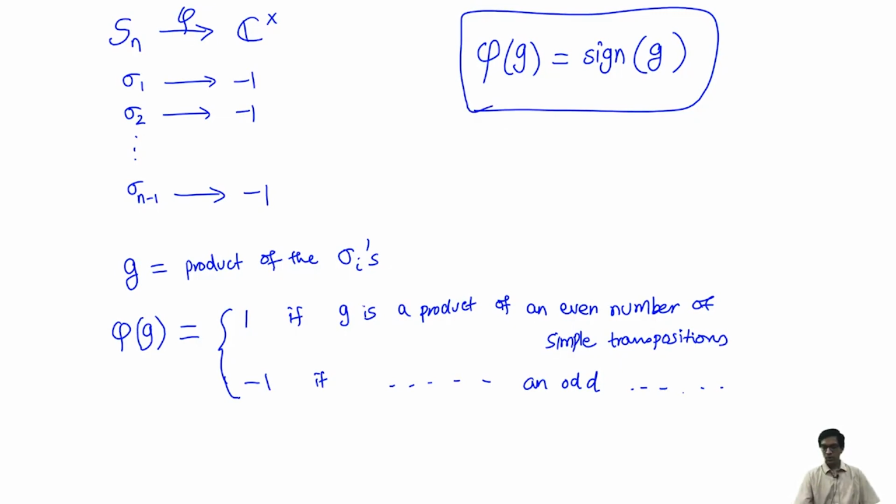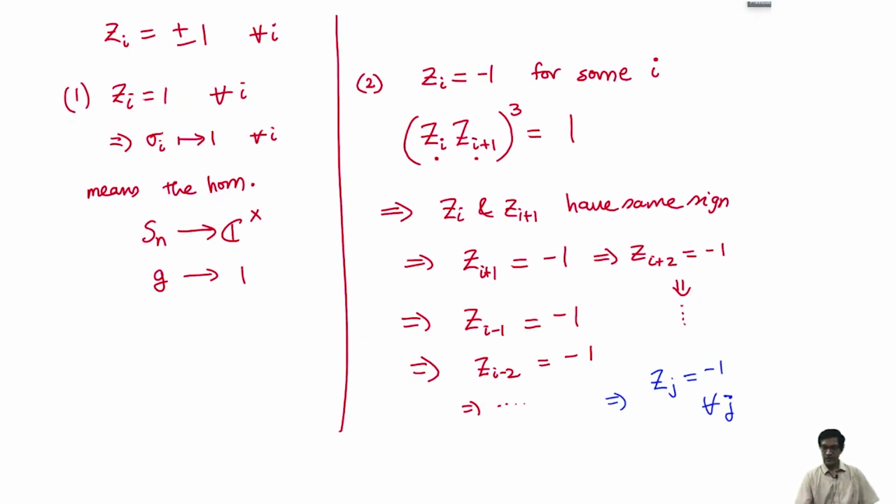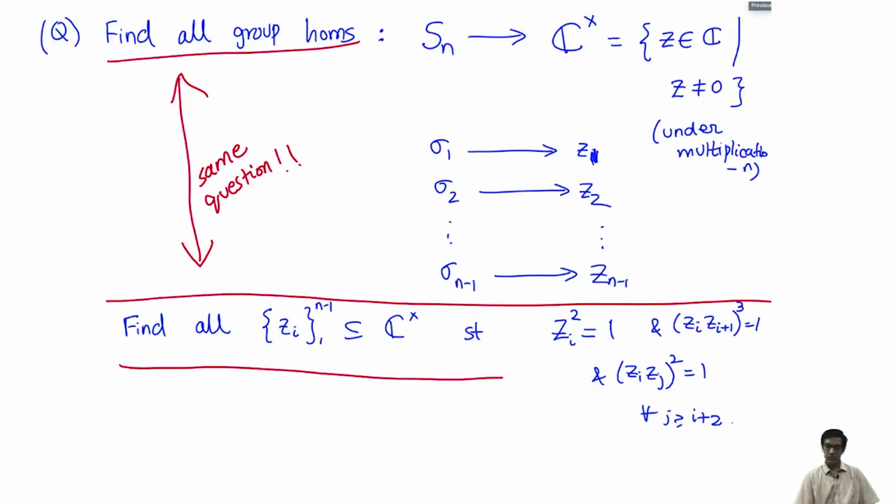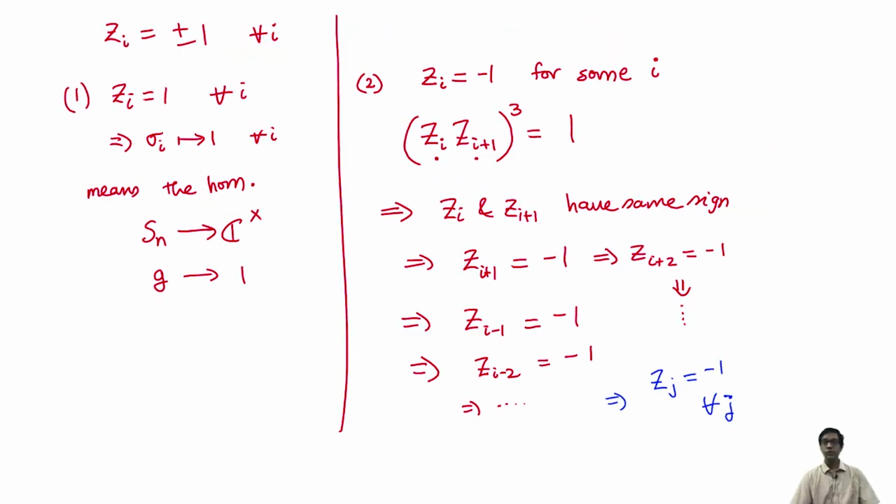So what we have proved, therefore, is that there are just two possible homomorphisms. The question was, find all homomorphisms from Sn to C star. It turns out there are exactly two of them: the identity, which takes everybody to 1, and the other, which takes every transposition to minus 1.